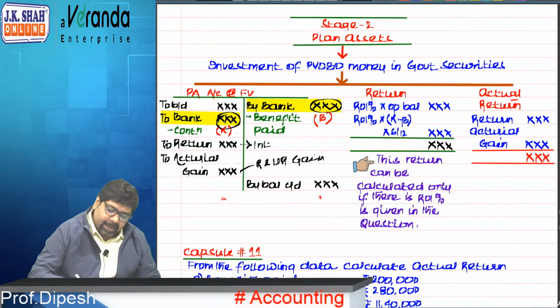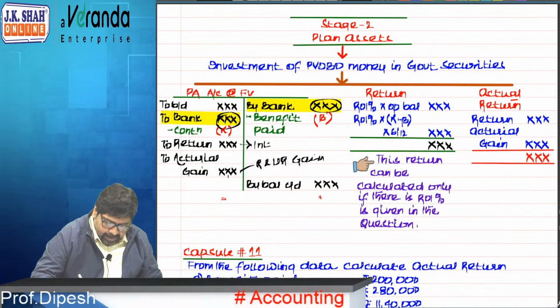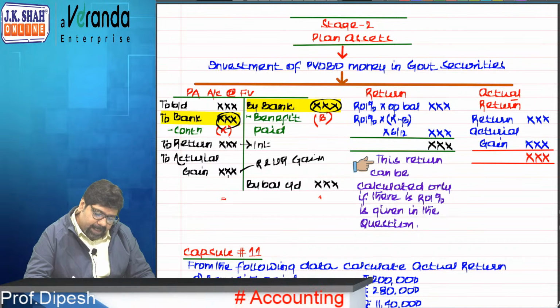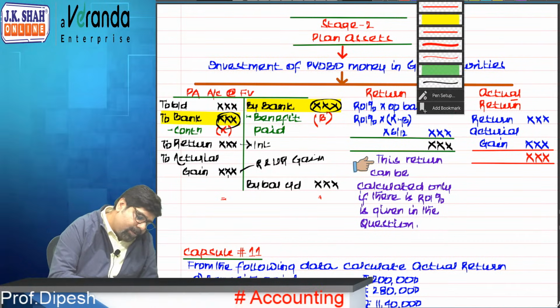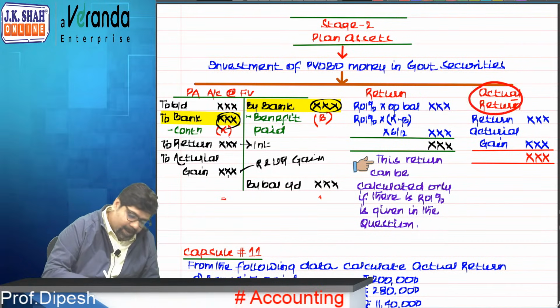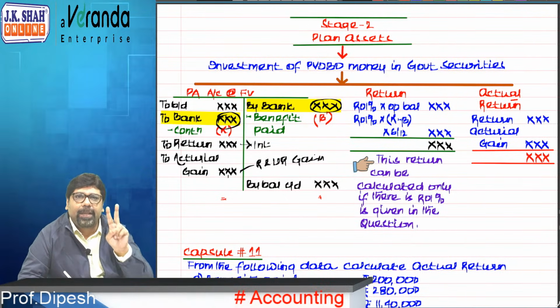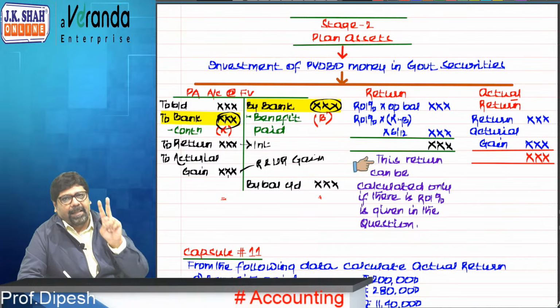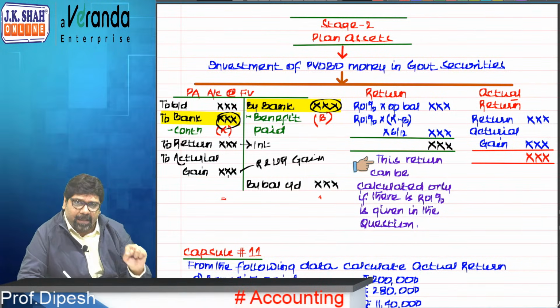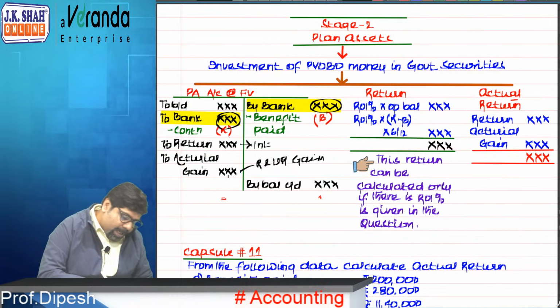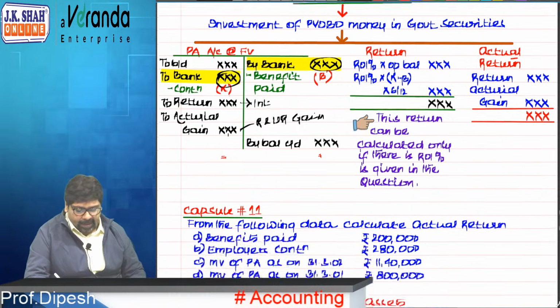Am I clear? Then return plus actuarial gain. Return plus actuarial gain is known as actual return. So there is return, which is your interest. Then there is actuarial gain, that is realized and unrealized gain. Return plus actuarial gain is equal to actual return. Correct? Yes.